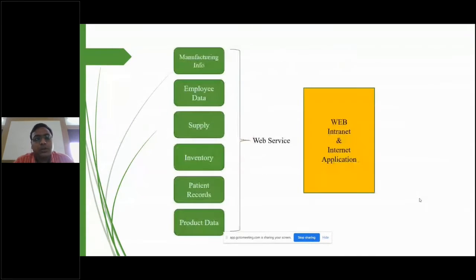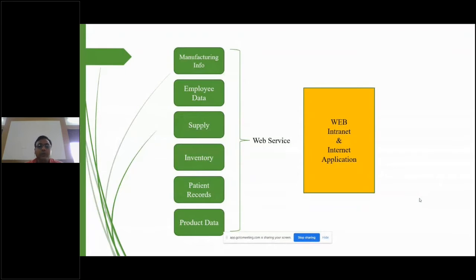This system is required to manage our hospital services. These are web services, intranet and internet applications, required to manage our hospital. We require manufacturing information from our manufacturing unit, employee data, supply from the store to the hospital, inventories, patient records, day-to-day patient records, life records, OPD records, product data. All these web services, this information related to bioinformatics, is connected with the hospital setup.